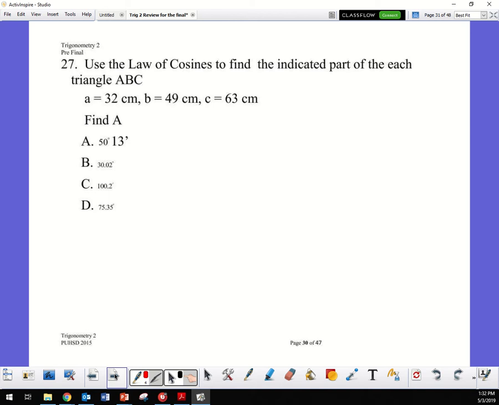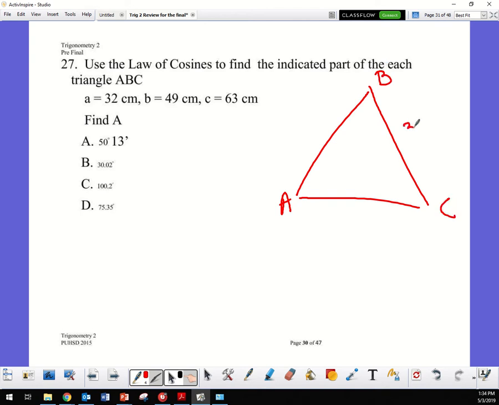Law of cosines to find the indicated part of each triangle. All right, so if you're paying attention, what's the first thing I do? Draw a triangle. A, B, C, little a is 32, little b is 49, little c is 63.